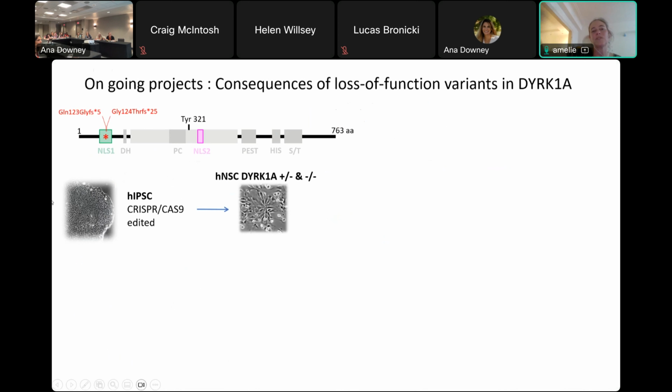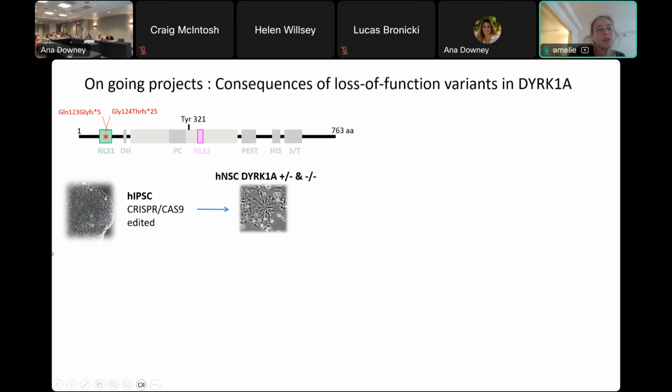To overcome this problem, we generated human induced pluripotent stem cells having a mutation. We created mutations in DYRK1A by CRISPR-Cas9, and you can see here the two mutations we introduced in two different iPS lines. They are premature mutations before the kinase domain, so it will really lead to a loss of function of the mutant allele, and so to haploinsufficiency of DYRK1A.